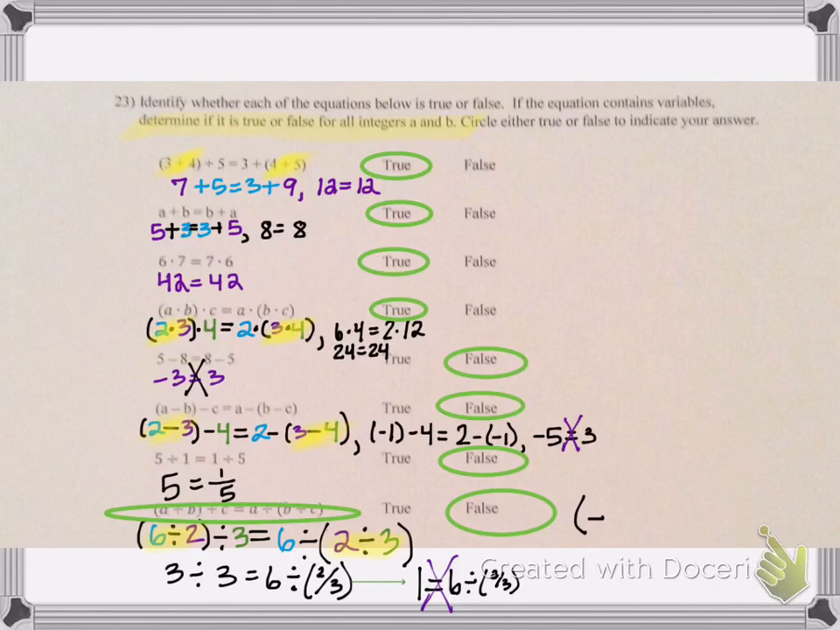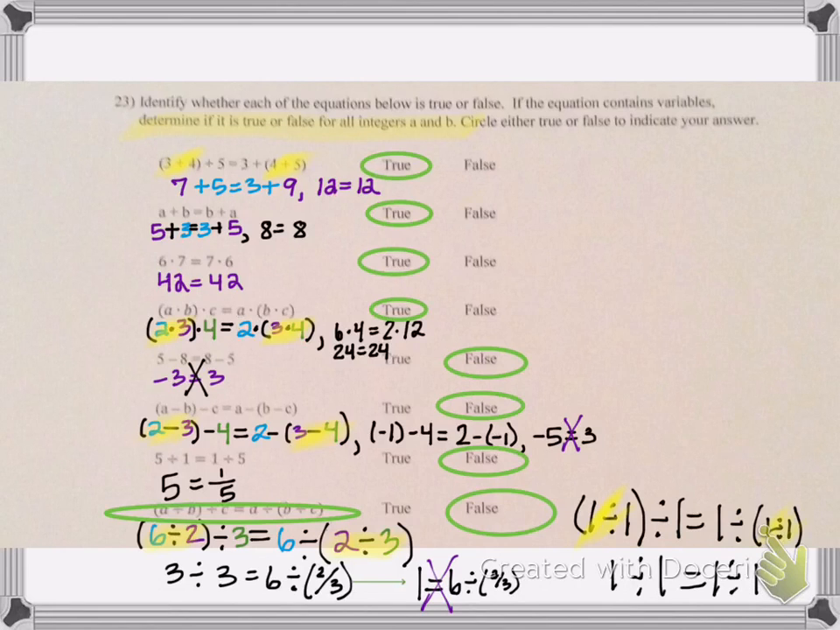That would give me 1 divided by 1 in the parentheses, and then divided by 1 on the outside of the parentheses would equal 1 divided by, and then inside the parentheses, 1 divided by 1. Well, if I were to simplify this, I would work inside parentheses first, and I would get 1 divided by 1 equals 1 divided by 1. Well, that would be true because I would get 1 equals 1.